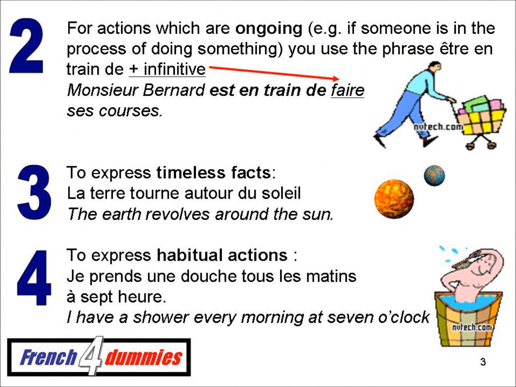Next, you have actions which are ongoing. So, for example, if someone's in the process of doing something. Number three, you have timeless facts. For example, la Terre tourne autour du soleil. Number four, you have habitual actions, something you do on a daily basis, for example.